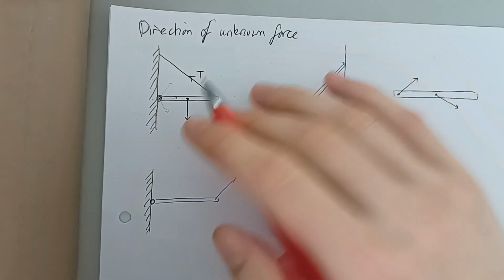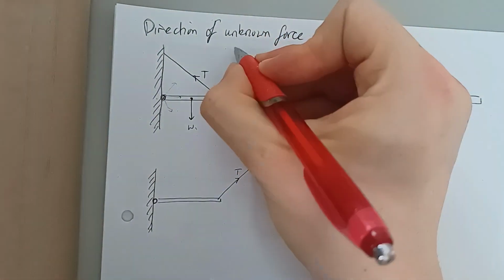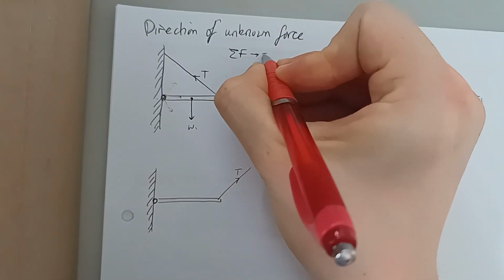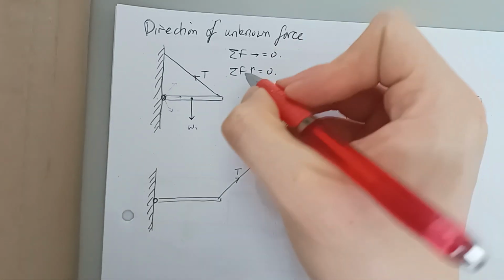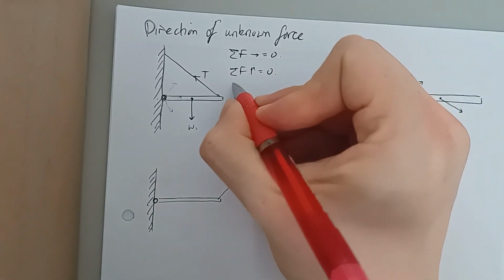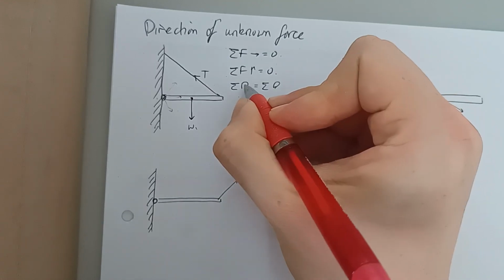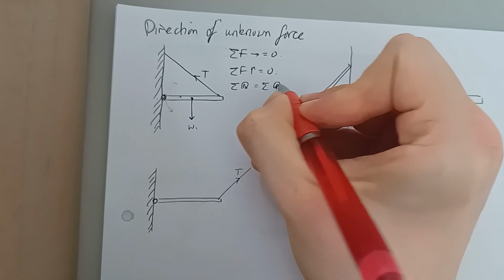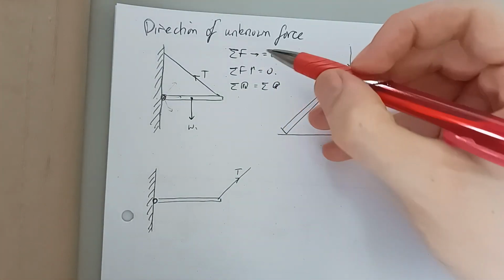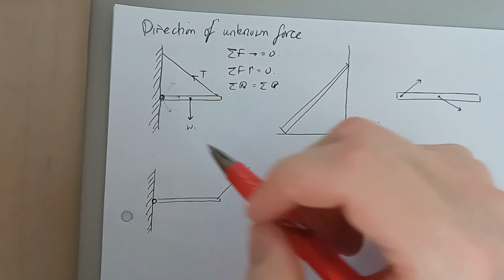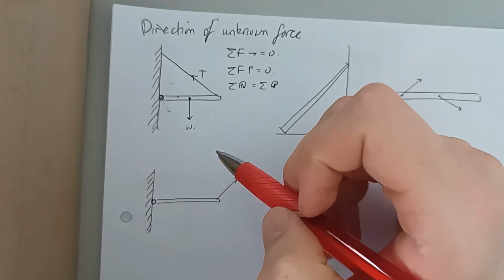Now, in order for this to be in equilibrium, there are 3 conditions that have to be met. One is the sum of forces to the right has to equal 0. The other is the sum of forces upwards has to equal 0. And the other is that the sum of the clockwise moments equals the sum of the anti-clockwise moments about any particular point. Now, those 3 equations all have to be satisfied, and they might help us decide which direction the force here is going to be in.